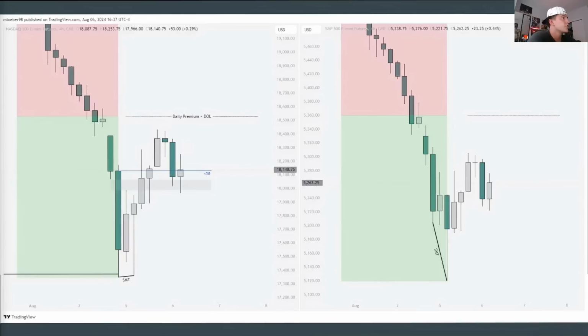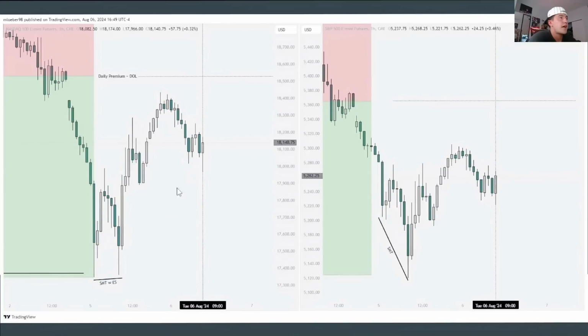What I'm simply doing here is making sure that my intermediate term perspective is structurally in alignment with my daily draw to the daily premium of the daily dealing range. So let's monitor price now on the hourly chart.